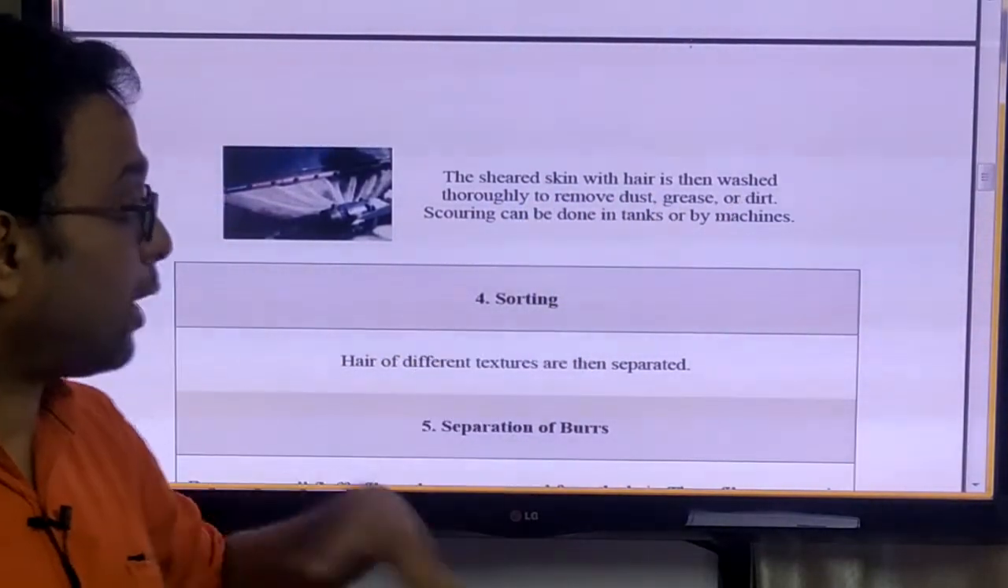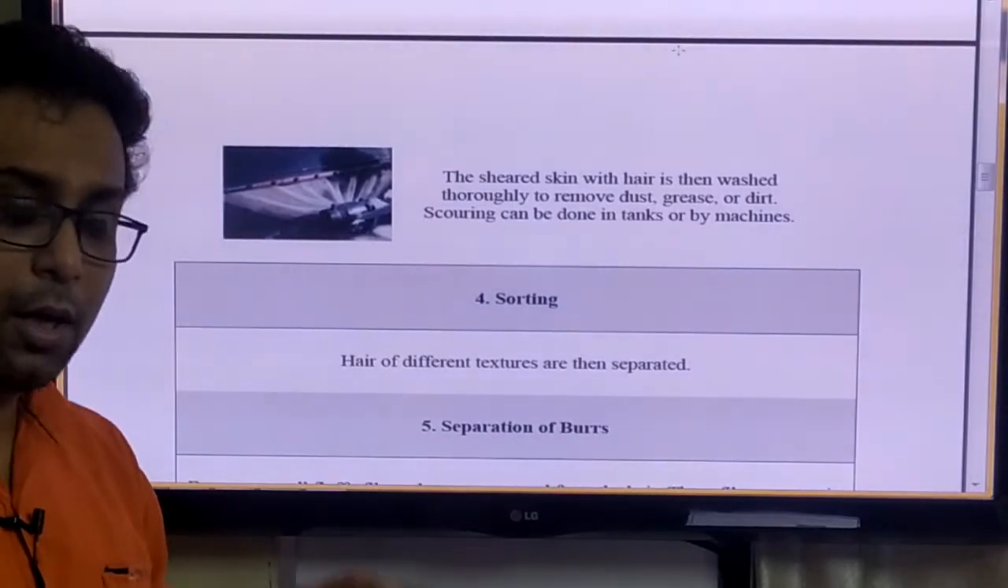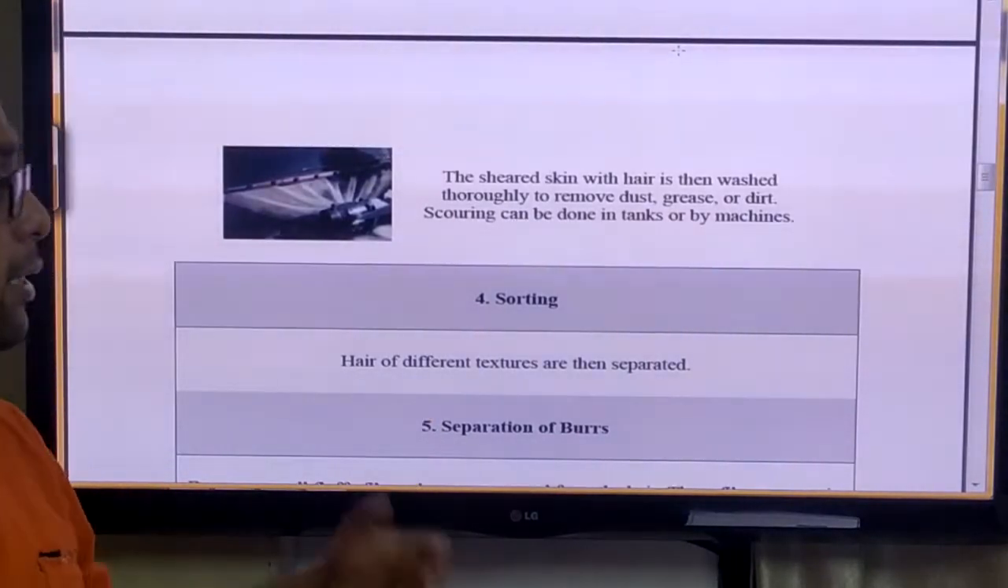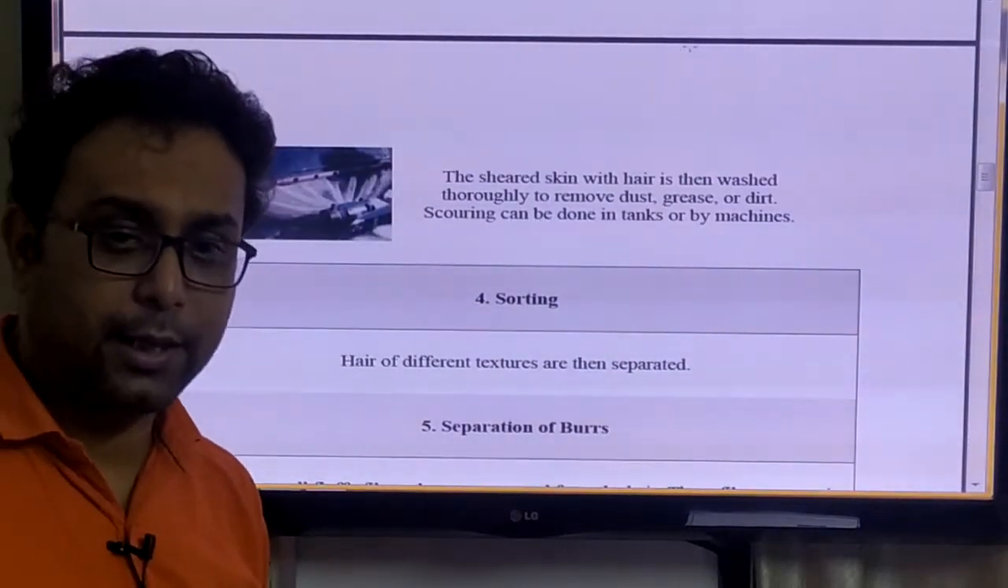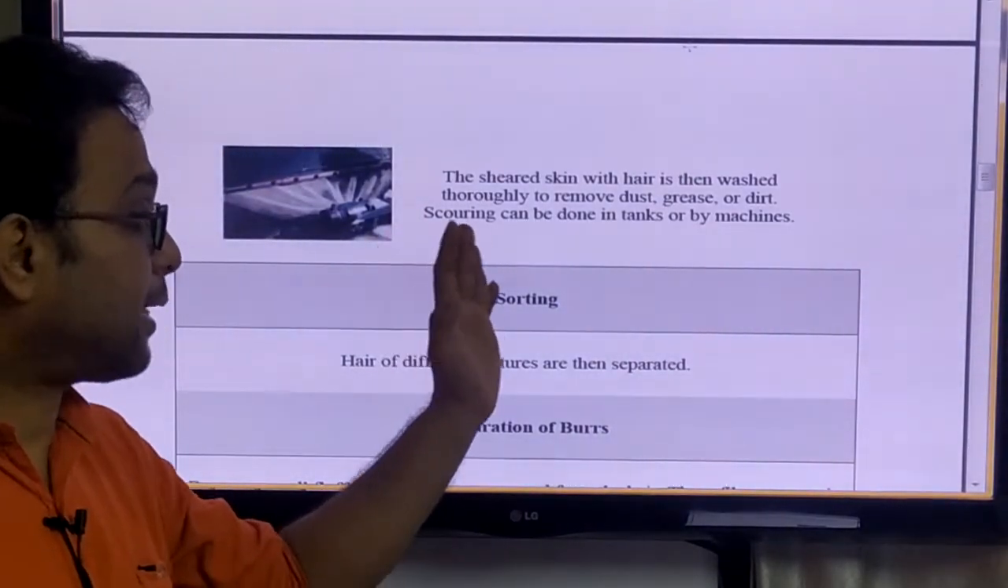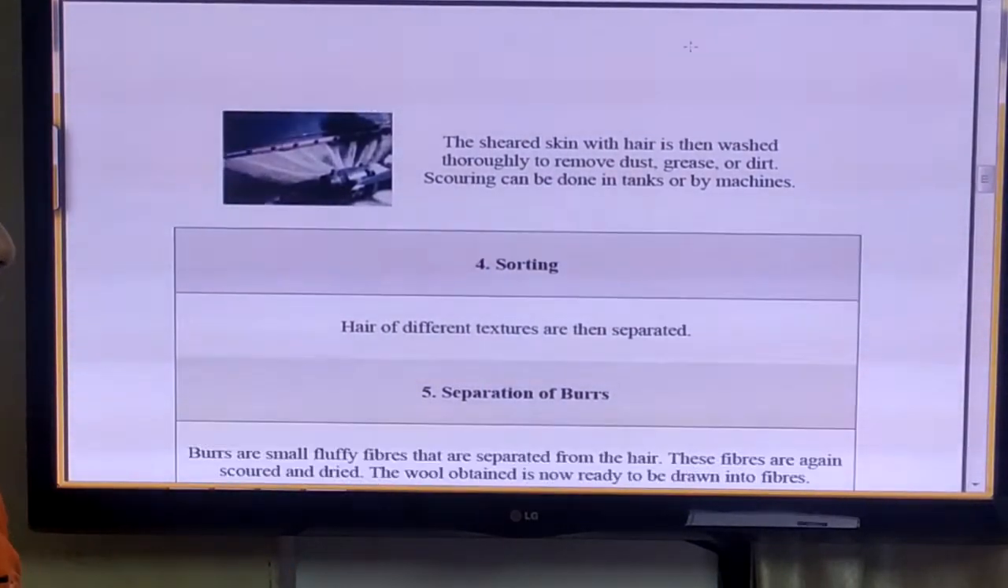Scouring is the third step of this process, in which the sheared skin with the hair is washed thoroughly. This washes out and removes dust and dirty substances. Scouring can be done in tanks or by machines. Generally machines are used for this purpose.